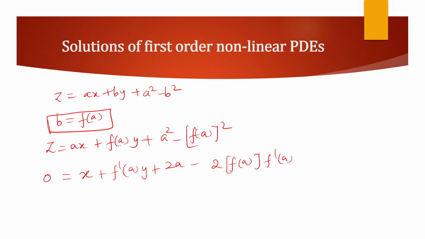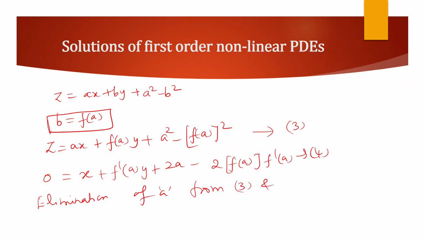So now elimination of a from these two equations gives the general solution. Now elimination of a from 3 and 4, we get our general solution. Actually, here we don't know what our function of a is. If you know exactly what the function of a is in terms of a only, you can differentiate. Otherwise, you can write like this. So elimination of a from the last two equations gives our general solution.